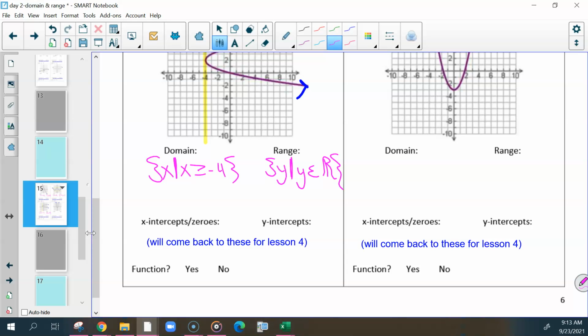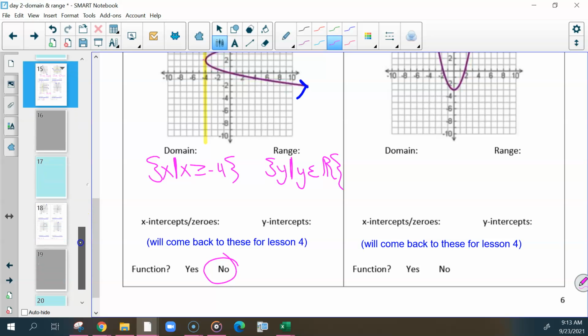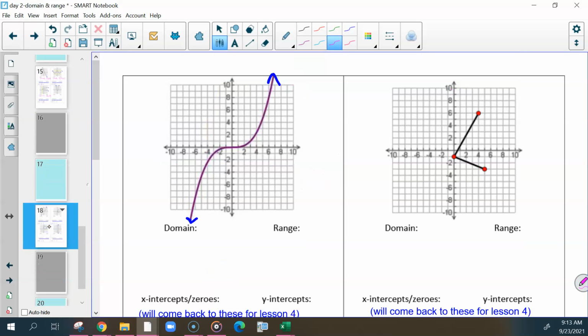Would this one be a function? No. It's probably a function at this point right here, but doesn't. I'm gonna leave that last one for you to do when I give you time to practice. Move on to the next page.